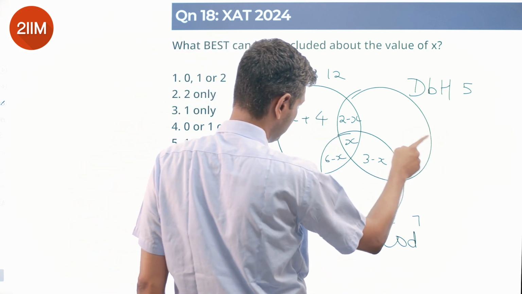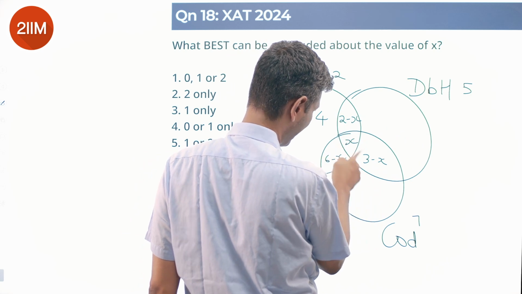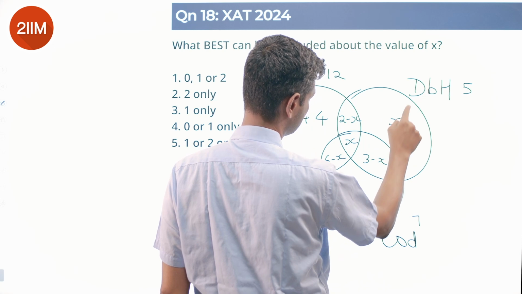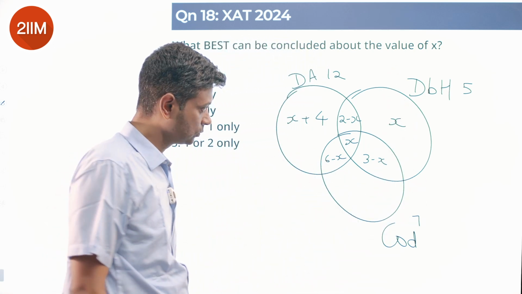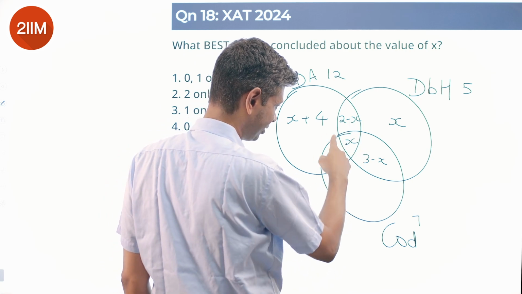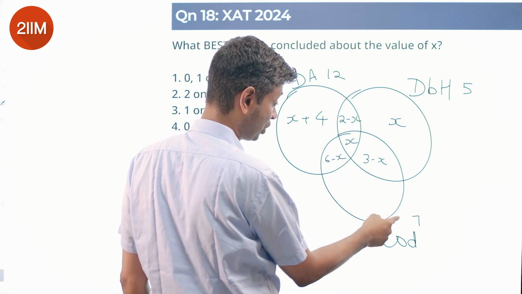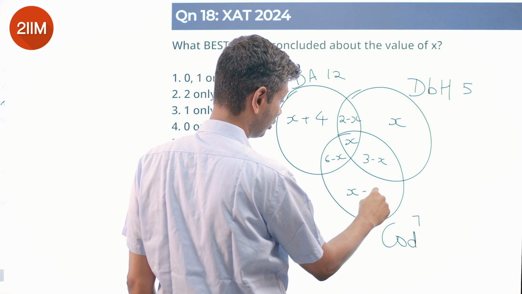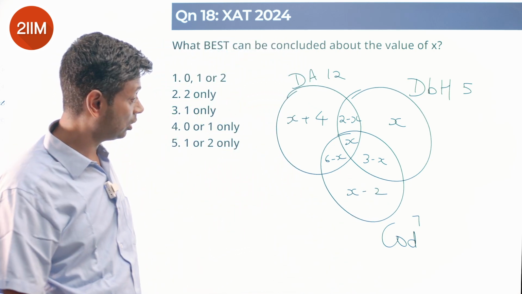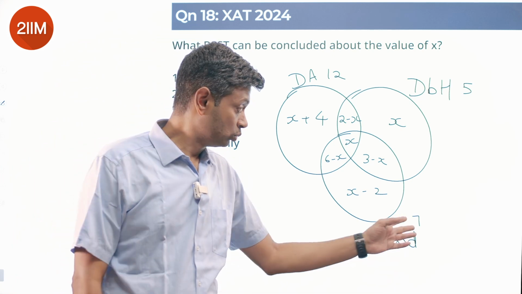This is 5 totally. These two add up to 3. 5 minus x, add x, we'll get that. Totally 7. 6 minus x plus x is 6. This is 9 minus x. I have to go to 7. x minus 2. 9 minus x plus x minus 2, the x goes off. x minus 2 will take us to 7.